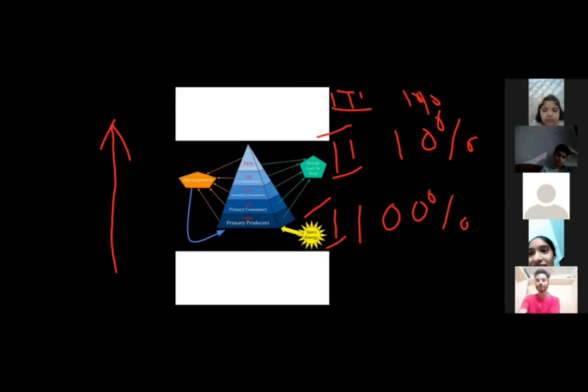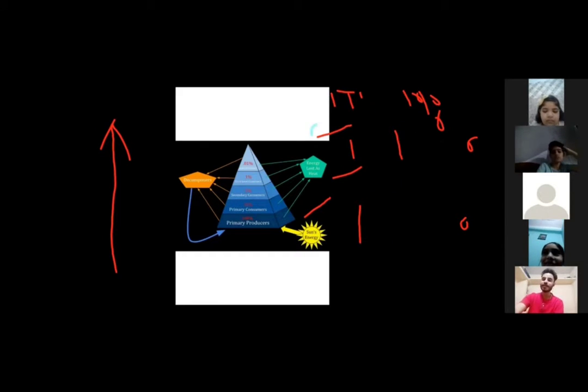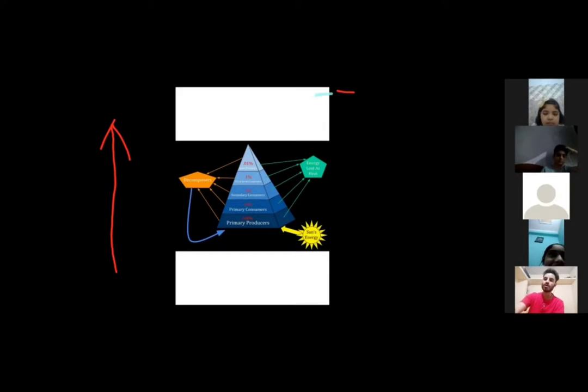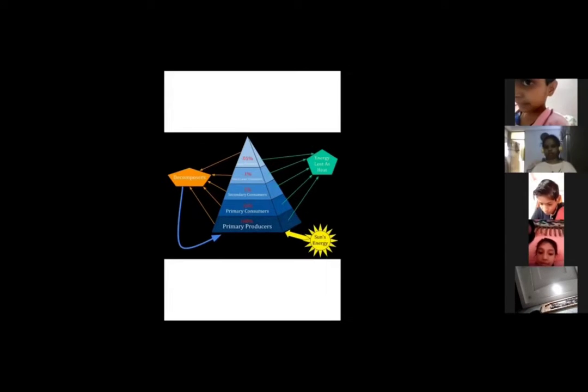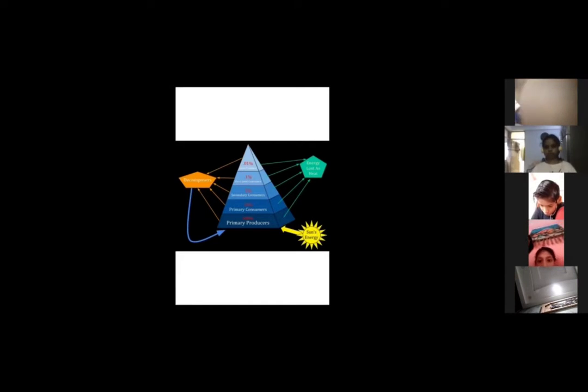We are doing the revision and I hope you have already learned it. So the 10% law means that there is a transfer of only 10% of energy from one trophic level to another. Sir, please explain one more time. Okay, you want me to explain once more? Okay, I am going to explain it.